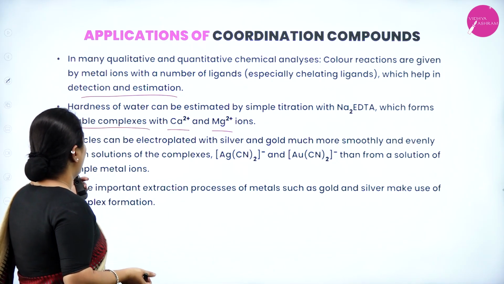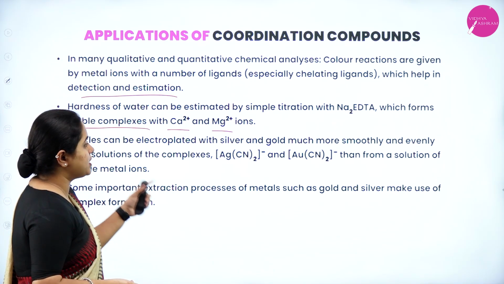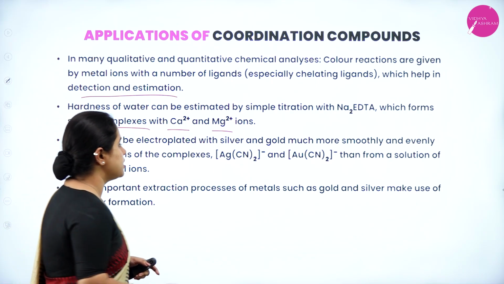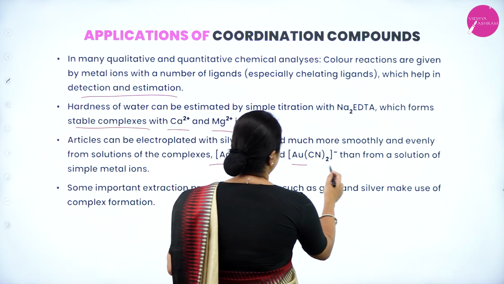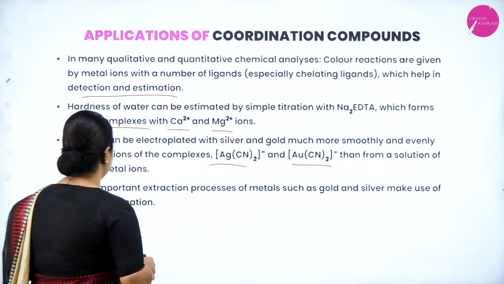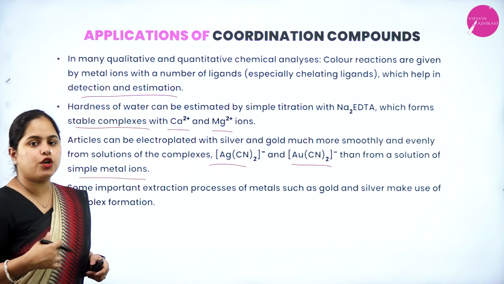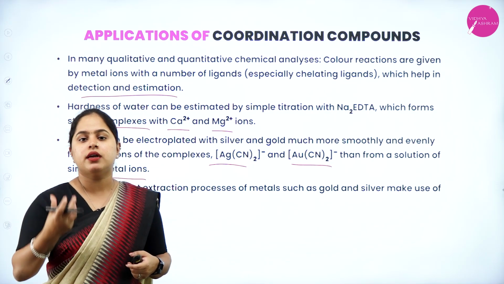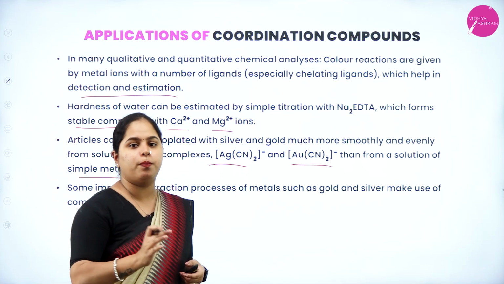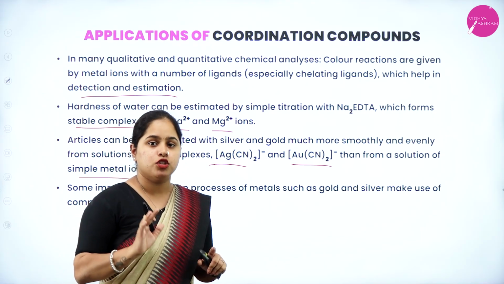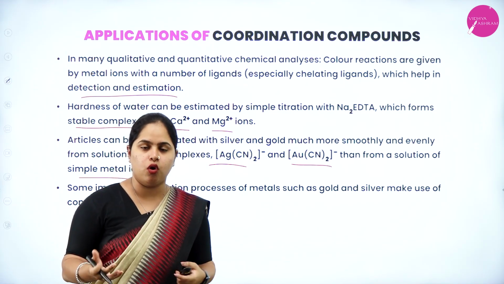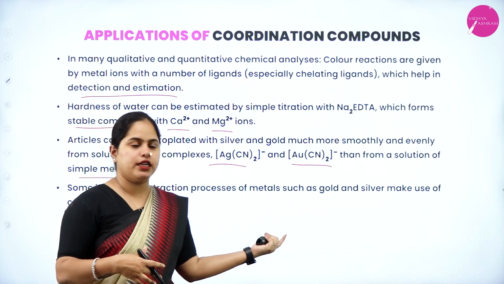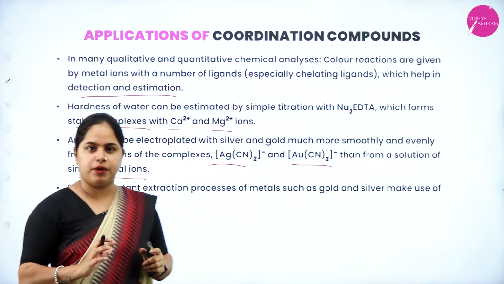Clear? Now articles can be electroplated with silver and gold much more smoothly and evenly from solutions of the complexes [Ag(CN)2]- and [Au(CN)2]- than from a solution of simple metal ions. We have already studied electroplating in the electrochemistry chapter, where using metal rods we electroplate the substances we require. There are other methods to electroplate silver or gold, but it is preferred to use coordination compounds like this.